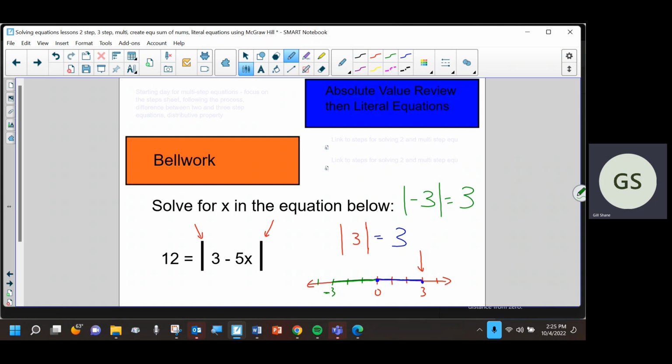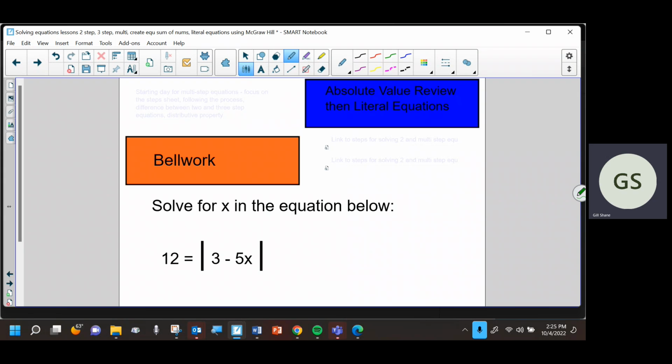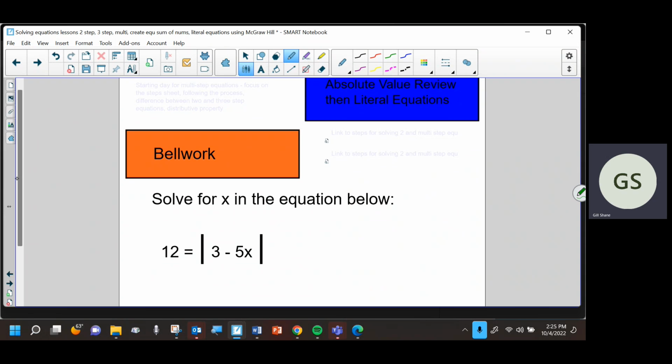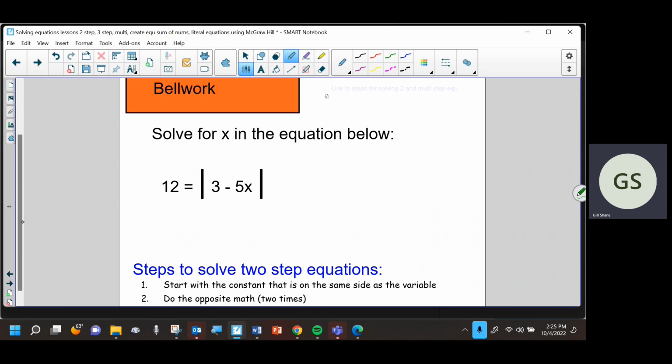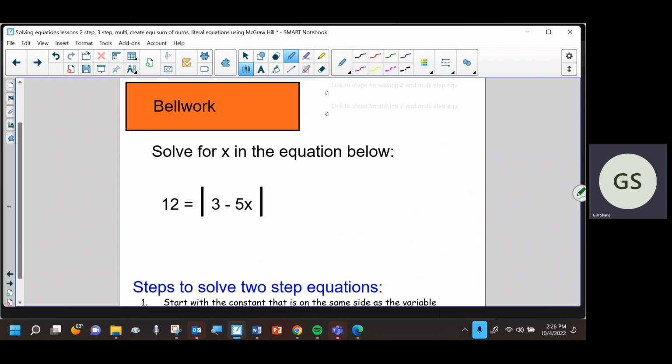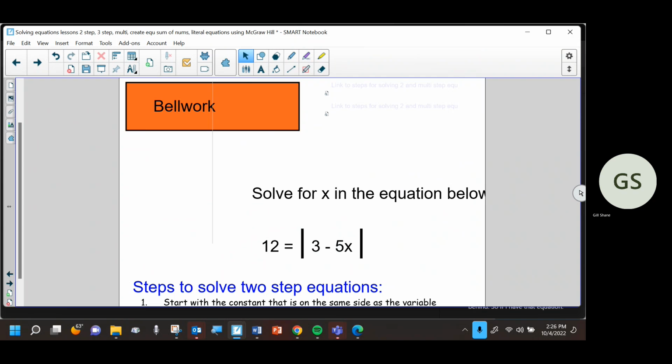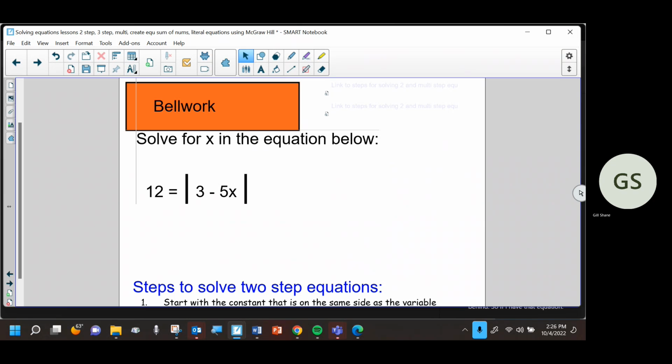Now, here's all you have to know how to do to solve for absolute value. So you can, if you need to, rewind and pause it if you're behind. So if I have that equation, we'll have to leave it there.